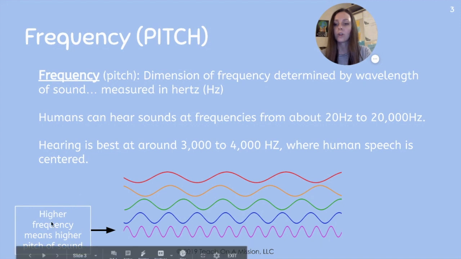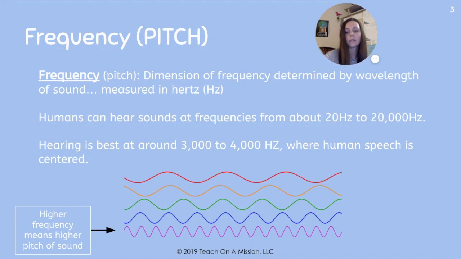So a higher frequency means a higher pitch of sound, and we can see that if we're looking at our different waves here at the bottom. We see that the wavelength is shorter between the tops of the purple wave as opposed to the red. So the purple wave is going to have a higher pitch or higher frequency than the red wave. But these are sound waves, right?